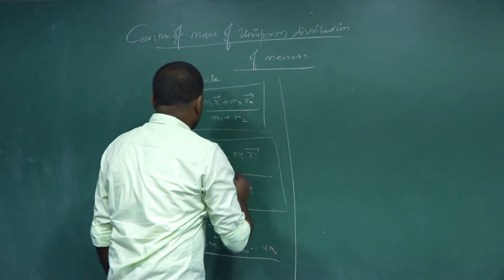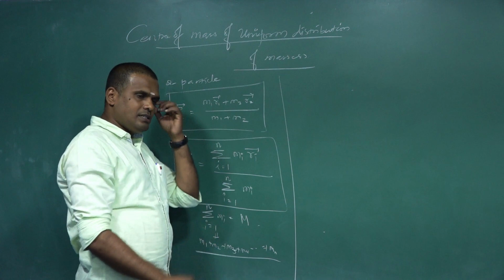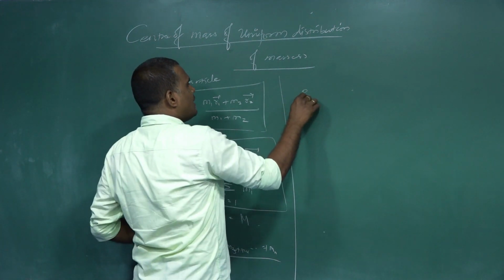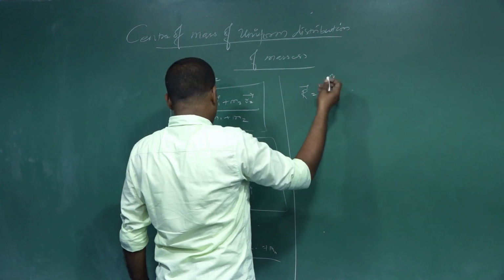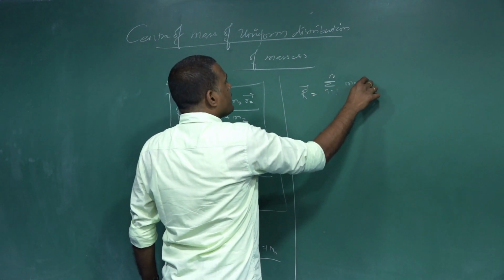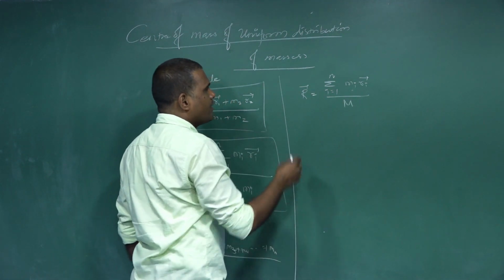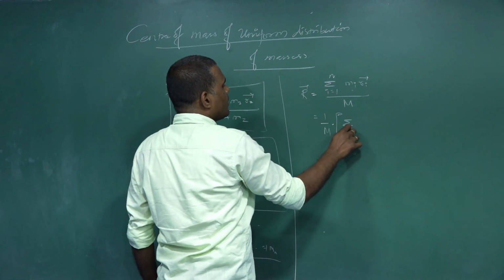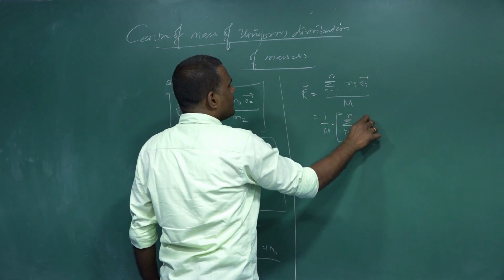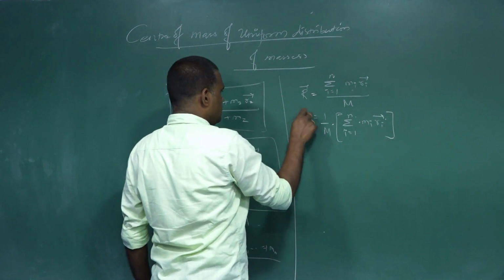So the position vector of the center of mass of the given system can be represented as R vector equals sum over i equals 1 to n of mi ri vector, divided by capital M. So 1 by M into sum over i equals 1 to n of mi ri vector.